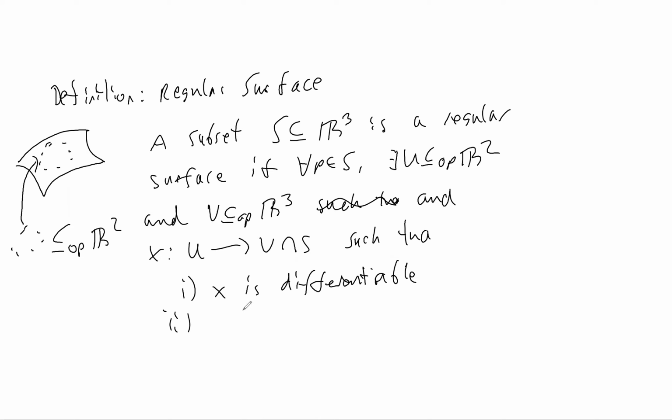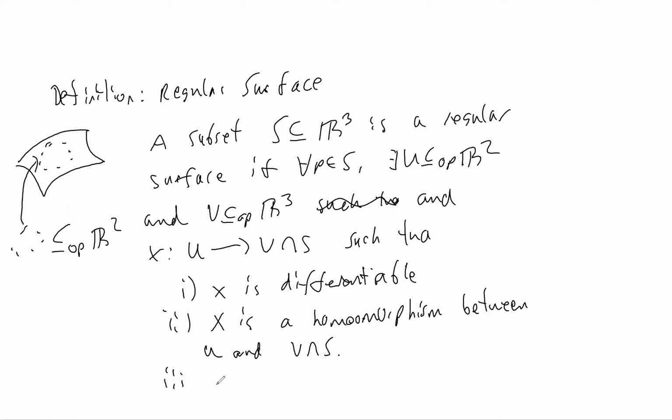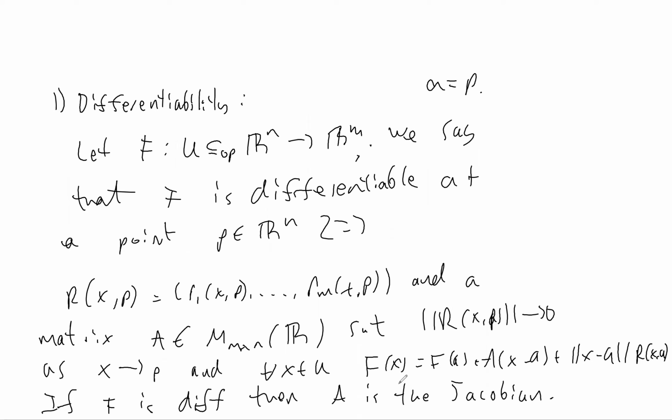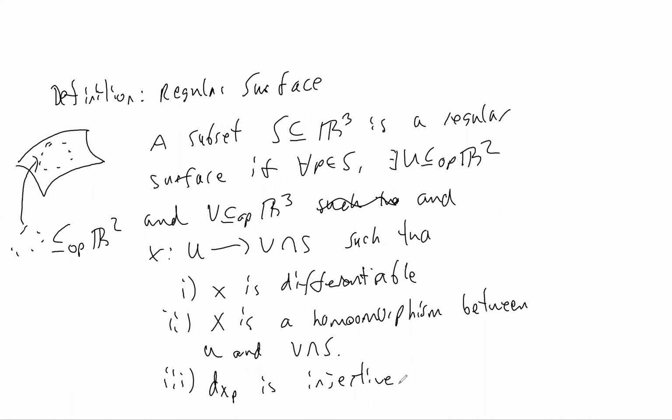Two, x is a homeomorphism onto V intersection S. And three, dx_p is injective. What I mean by dx_p is the Jacobian at that particular point. That's that matrix A from the very first definition of differentiability. Okay, so dx_p is going to end up being an injective function.